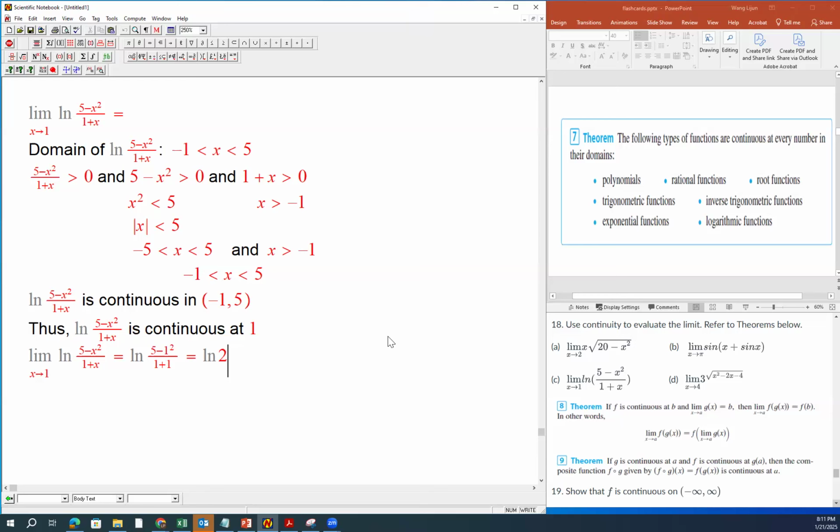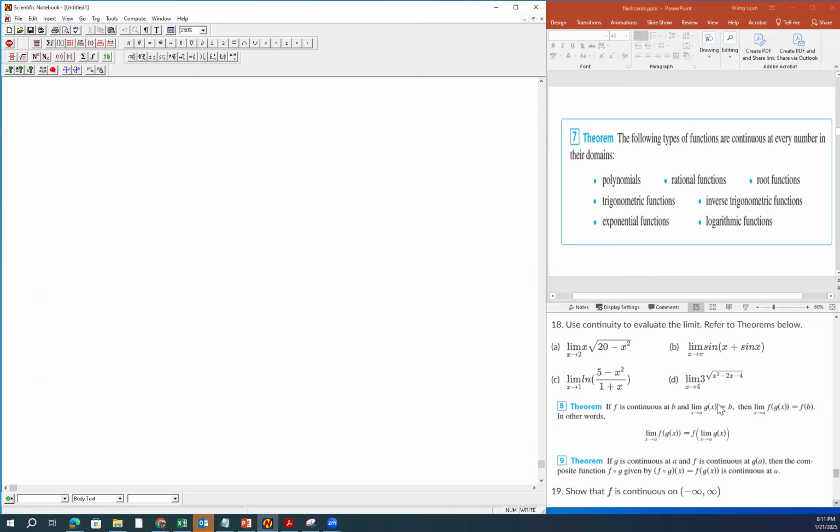Not last but I'm going to do the D for you. I'm going to look at the D for you, okay? Because this is related to an exponential function. So once again, it's a composition of functions. So x approaching 4, 3 to the power of the square root of x squared minus 2x minus 4.